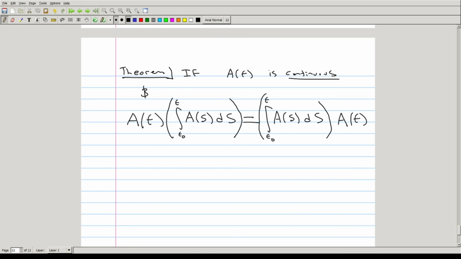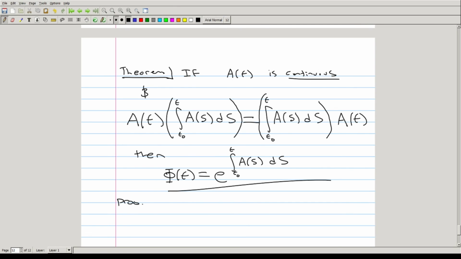Remember, because this is matrix multiplication, it's not in general commutative, but if these two, the matrix A and its integral commute, then the fundamental matrix phi of t will again be equal to the matrix exponential of the integral from t naught to t of A of s ds. And again, I'm not going to prove this here. But this is very interesting.